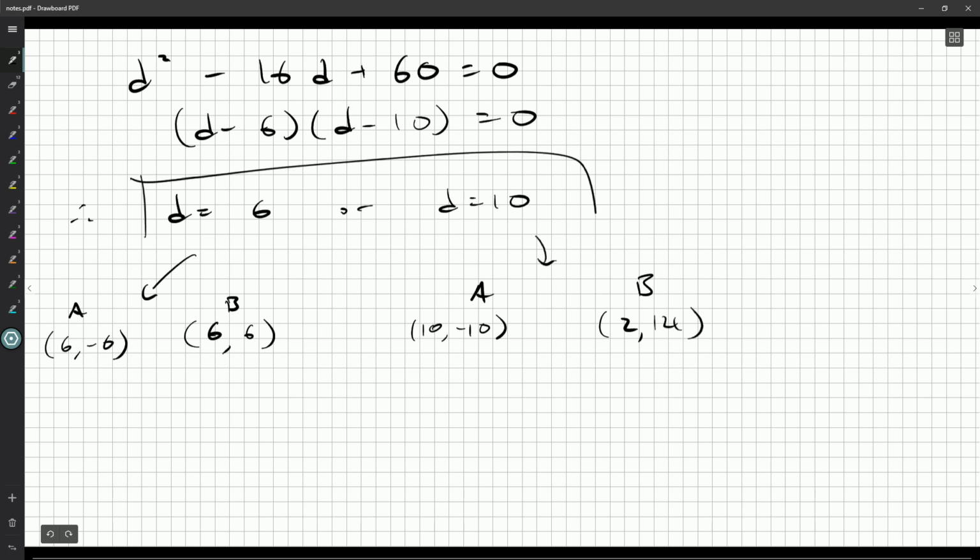Okay. And there's our answer to question number 4, written up nice and neat. We just had to solve a little quadratic there.